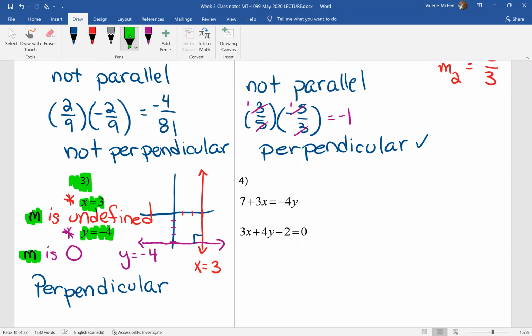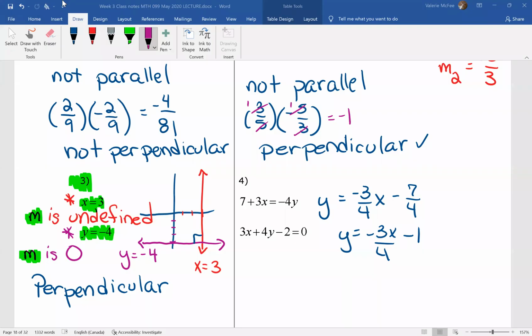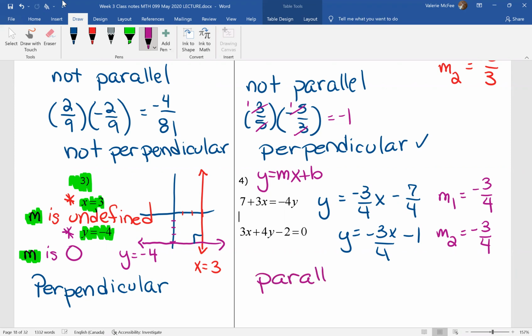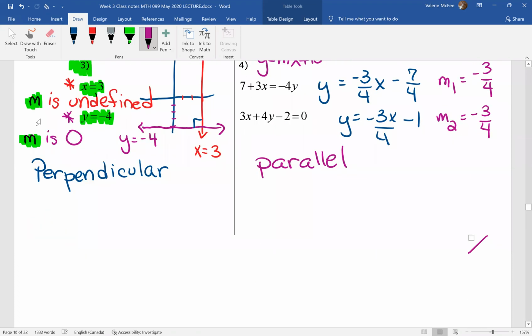Pause your video now and tell me in question 4 whether these lines are parallel, perpendicular, or neither. You needed to change each of these into slope-intercept form. We can see that our first slope is -3/4. You can see that the second slope is -3/4. They are the same. That tells me that this is a set of parallel lines. Let's pause here and pick up more in the next lesson.